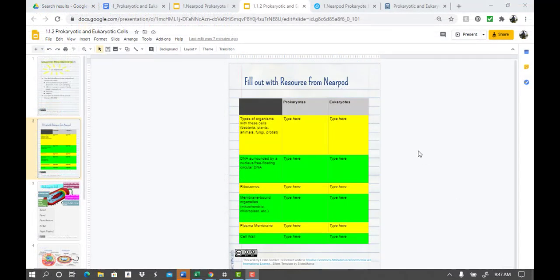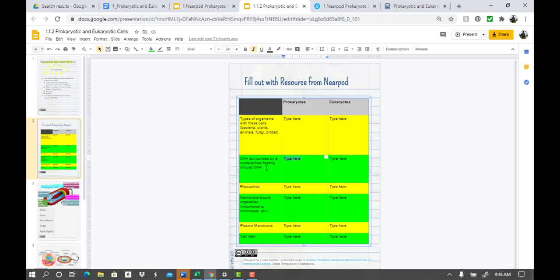So on the second slide, you have a chart here, and you are going to use the resource from Nearpod, and I'll show you that in just a moment, to fill in this chart comparing prokaryotes and eukaryotes. So you can highlight and start typing in the box. Your statement or your question is over here. So DNA surrounded by a nucleus or free-floating circular DNA, which one would you find that in? So you're putting one of those in one box and one of those in the other, prokaryotes and eukaryotes. Does it have a plasma membrane? Yes or no? Type that in the box using the resource.